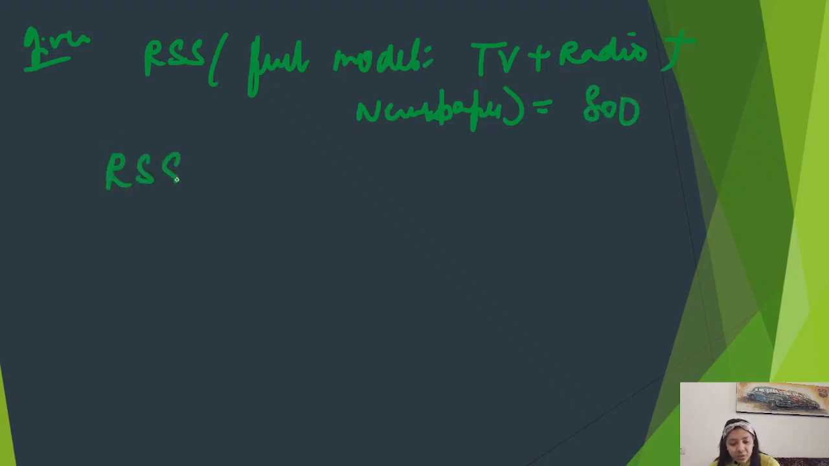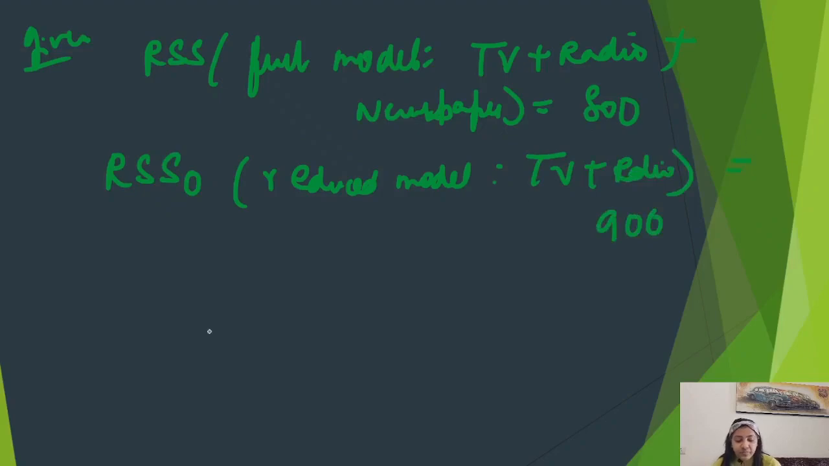Then let's compute RSS naught. This is also given in my question, which is my reduced model. अब RSS naught क्या है? RSS naught है error without those variables. तो अगर सपोज मैंने एक वेरिएबल को हटा दिया न्यूज़पेपर को, तो अब जो हमें RSS naught गिवन है वो गिवन है एज लेट्स से 900.